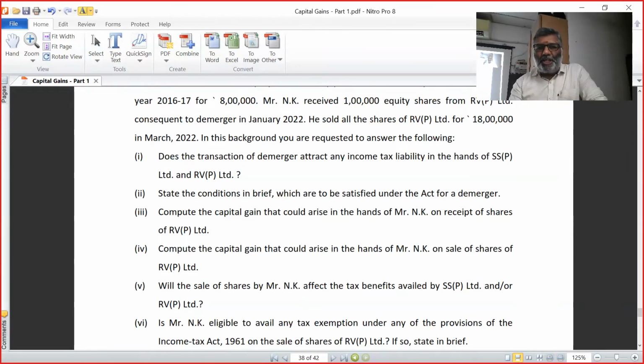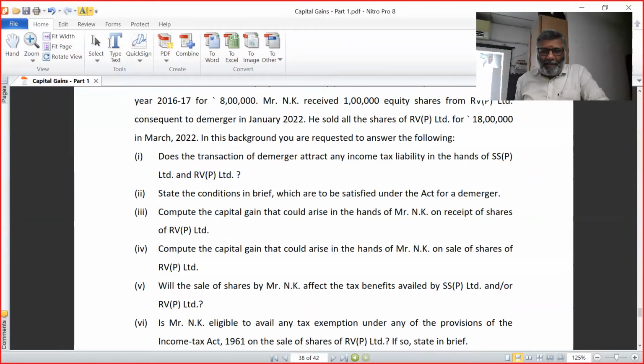State the conditions in brief which have to be satisfied. All the assets and liabilities of the undertaking should be transferred. Common assets are apportioned, all identified liabilities transferred, and common liabilities in proportion to assets. 75% of the shareholders of the demerging company should become the shareholders of the resultant company.